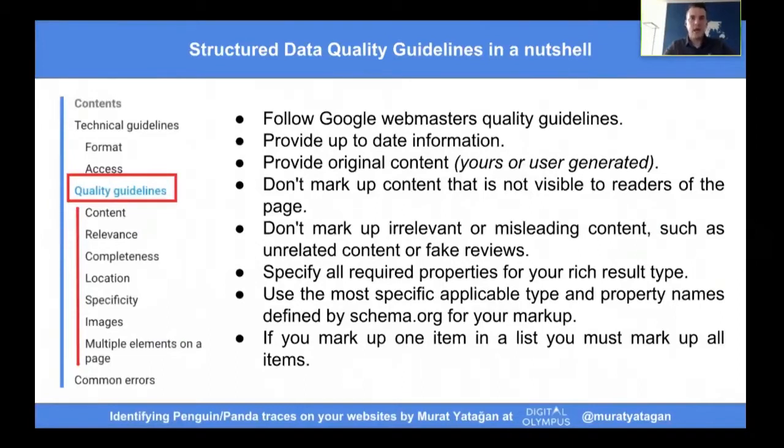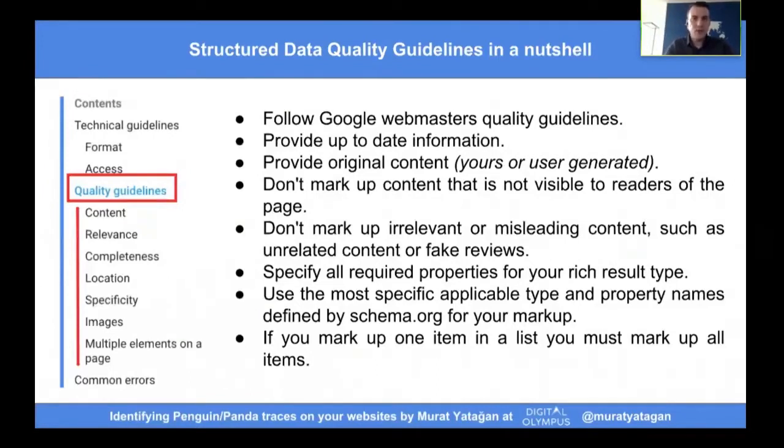The first thing is that you have to follow Google's webmaster guidelines, which are about everything related to keeping Google's index free from spam. So make sure you're not implementing any spammy practices that might violate these guidelines. Then you need to provide up-to-date information. If your information is not quite updated, that might also be the reason that you are violating the policies around structured data. You also have to provide original content.